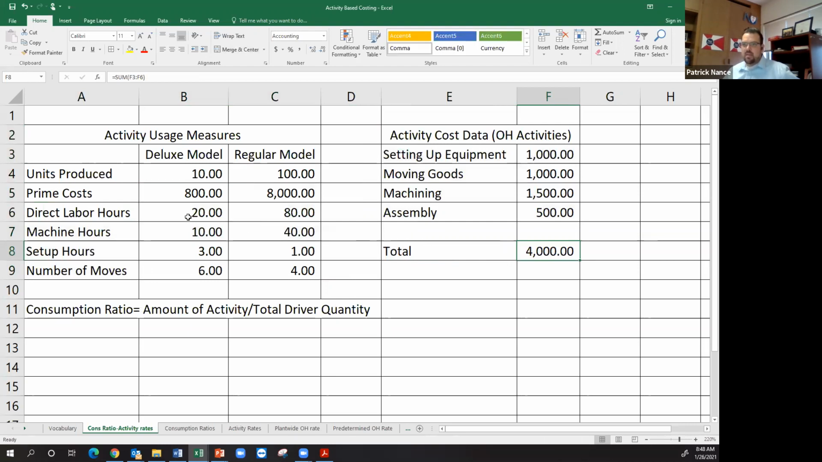Whereas with activity-based costing, I'm going to take each one of these overhead activities individually and find an allocation base or a consumption ratio, depending on how you want to do it, and I'm going to allocate individually based on that. So that's all I want to say in this first video. I'll put some actual numbers in the next video. We'll figure a consumption ratio and we'll figure activity rates and activity drivers in the next video.